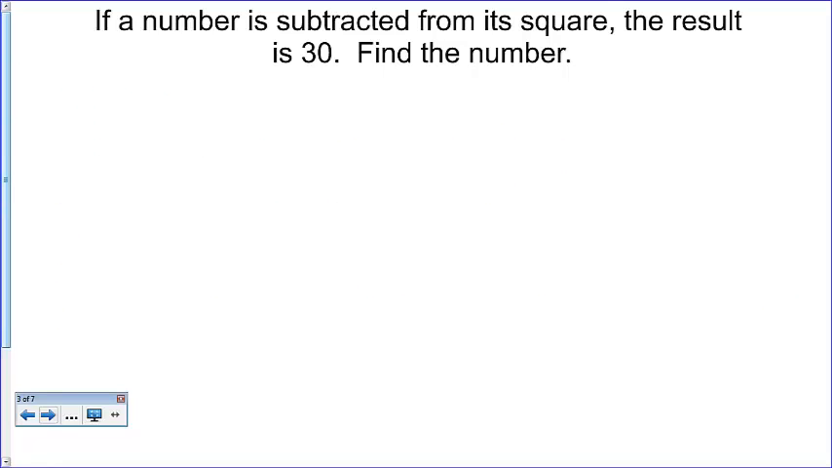Or in other words, does the answer make sense? So here's the first one. If a number is subtracted from its square, the result is 30. Find the number. So step 1 is to read the problem carefully. Step 2 is to define the variable. So let's choose x as our variable, and let's let x be the number.